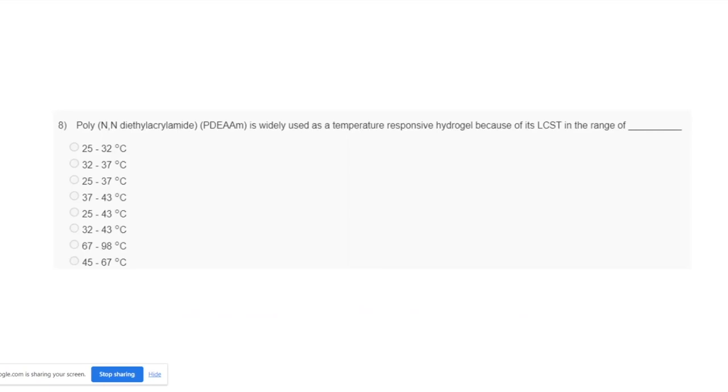Okay, poly-N,N-diethylacrylamide is widely used as a temperature responsive hydrogel because of its LCST in the range of which temperature? You can go through all the options and let me know what you think the answer is. Second option, ma'am. Okay. Anybody else?